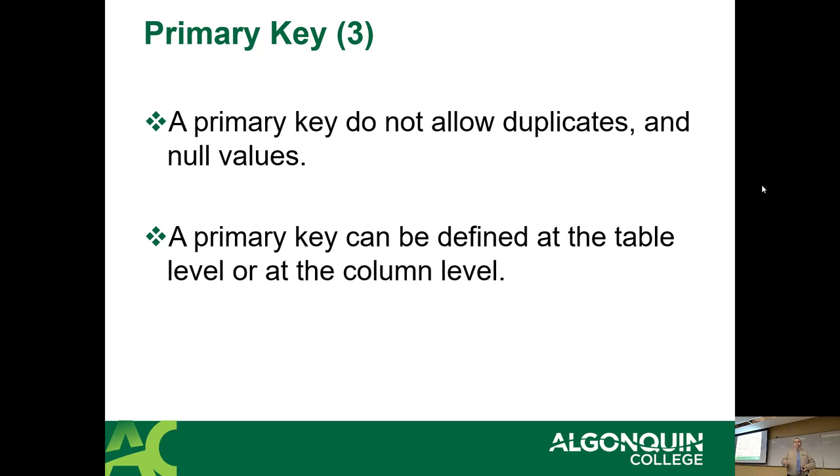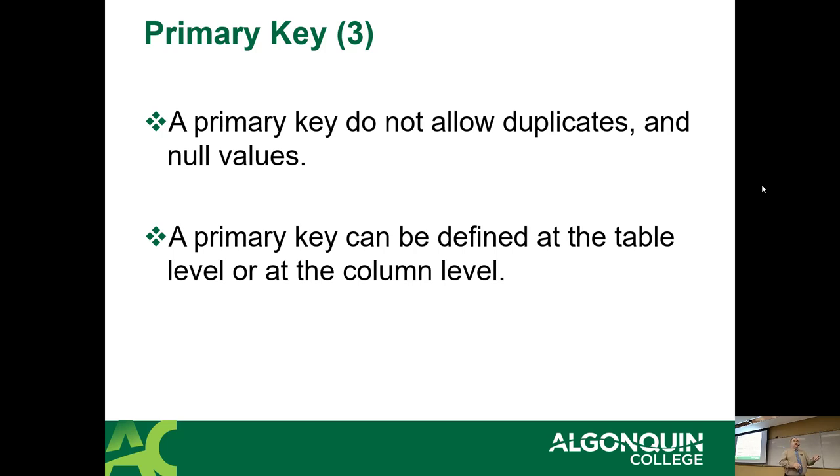And when you define a primary key, you can define it at the table or at the column level. There's a couple of different ways of defining them. You'll learn about that later in the term. But essentially, each table has a primary key. It may be one or more columns. All right. Surrogate keys, which I literally just finished describing about 4.5 minutes ago.